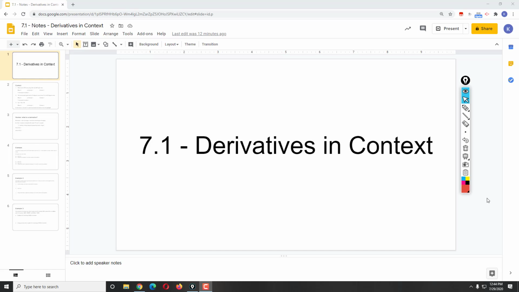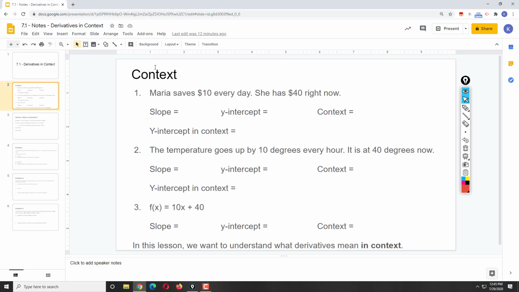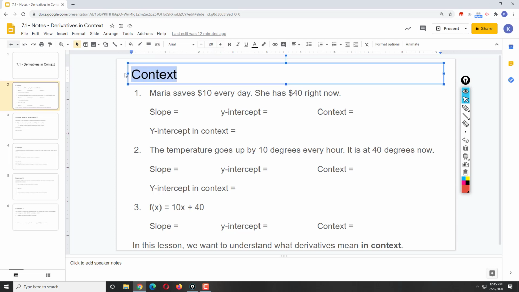Welcome to Unit 7. This is Applications of Derivatives. We want to use derivatives to help us solve real-world problems. This is Lesson 1, Derivatives in Context. We want to know what derivatives mean in a real-world situation. So first of all, the word context in math.